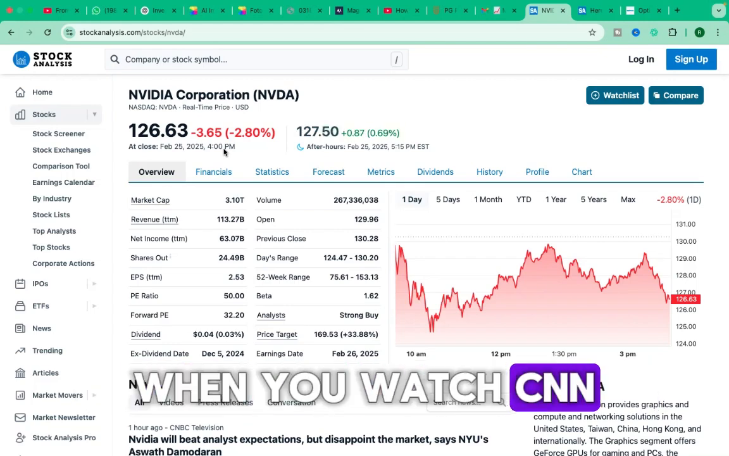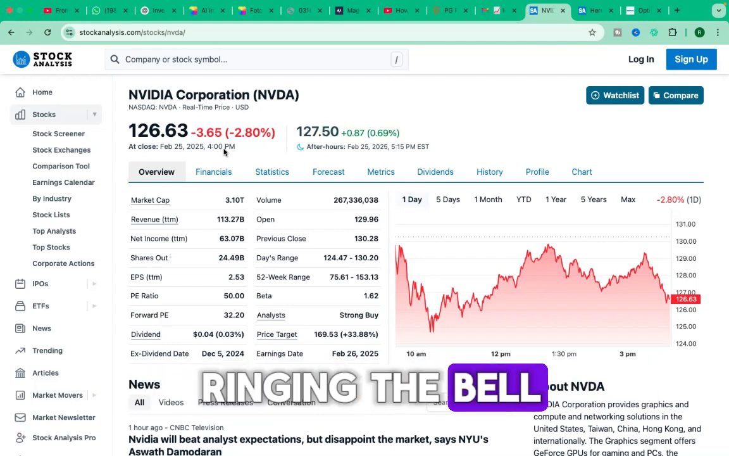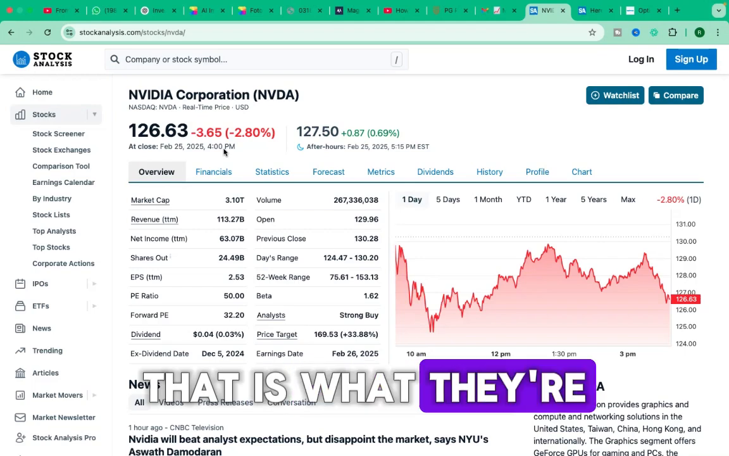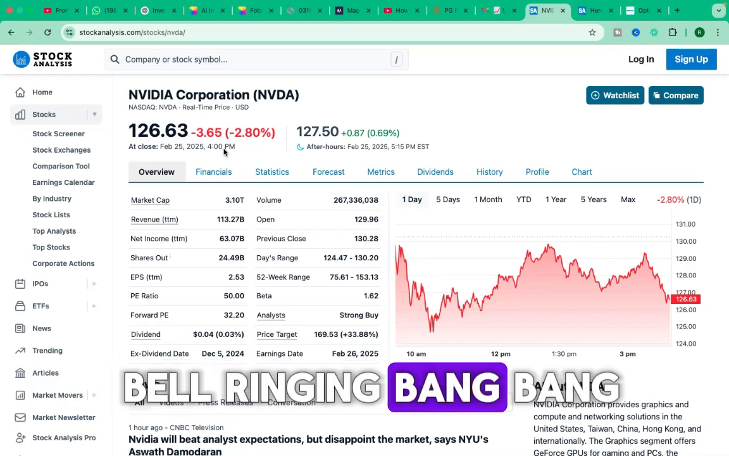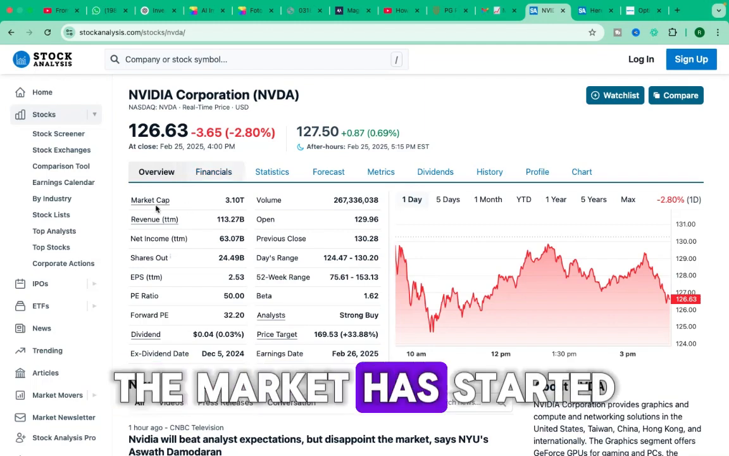Or when you watch CNN and you see them ringing the bell, they say the open of the market. That is what they are talking about. That the market is now active. When you see that bell ringing, bang, bang, bang, the market has started.